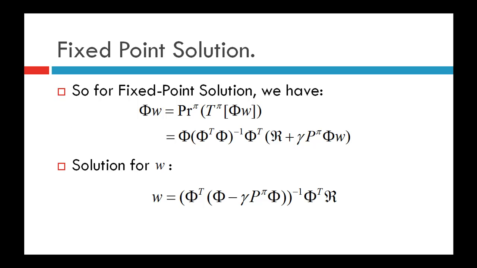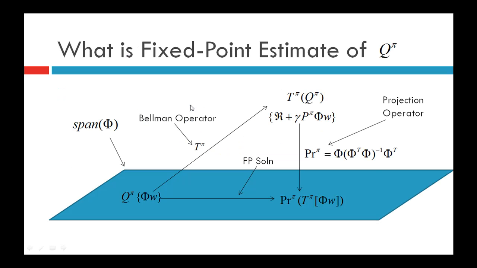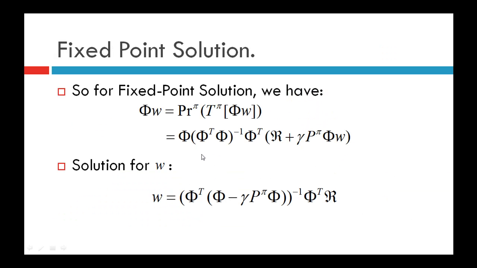So in mathematical terms, this is equivalent to phi of w equals PR pi times T pi of phi of w, the value function, and representing this PR pi using the equation gives phi times (phi transpose phi) inverse phi transpose (r plus gamma times P pi phi w) is equal to phi of w. So here we get the solution for the weight vector w, and w is given as (phi transpose phi minus gamma times P pi phi) inverse phi transpose r. So this is a theoretical solution for the weight vector w when the transition matrix, this stochastic matrix, is known and the reward function is known.